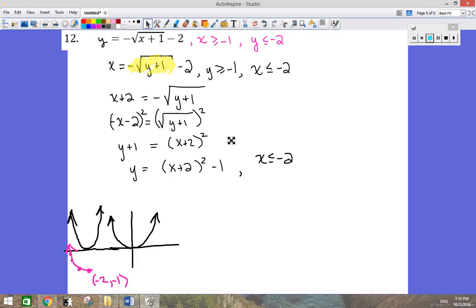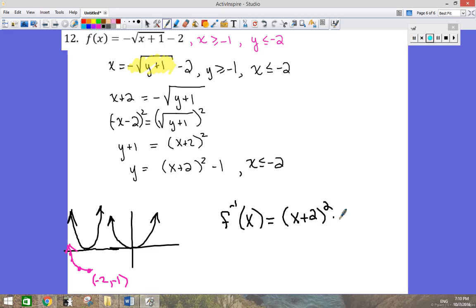So this is my final answer this time, and it's crucial that I keep that x less than or equal to negative 2. I can come in and use my function notation. Let's go back and see what it was, f. So I can write this as f inverse of x is this parabola with a vertex at negative 2, negative 1, but I'm interested only in the part of the parabola that's left of the axis of symmetry. So I have to tell people that. There's my final answer for number 12, and I think that's it for these problems. So I will talk to you later, and I hope this helps.